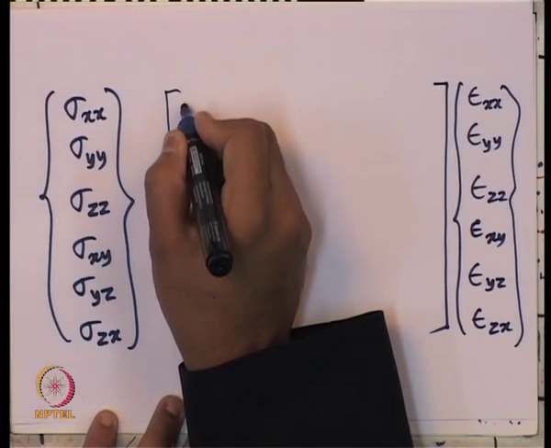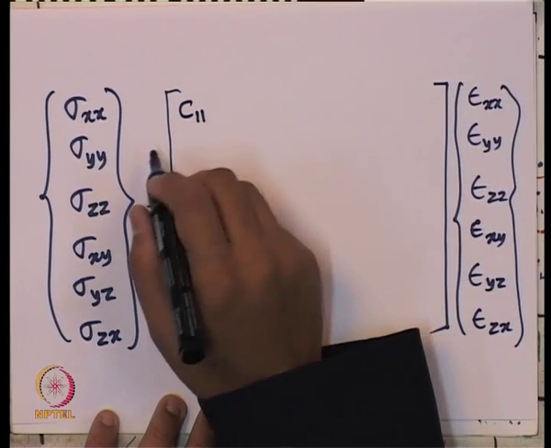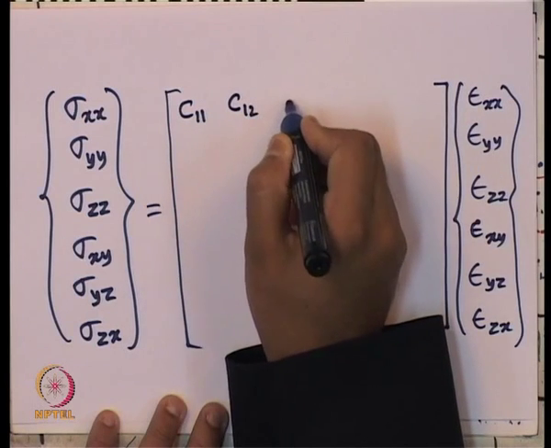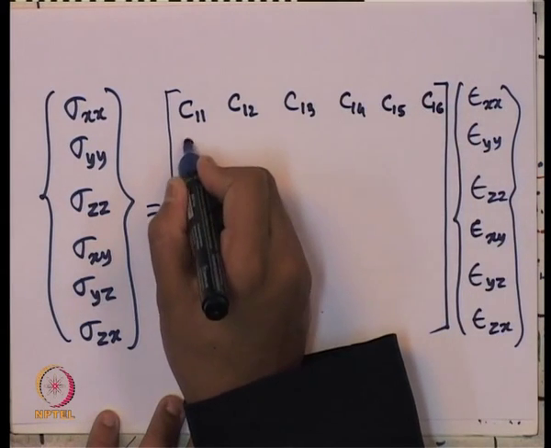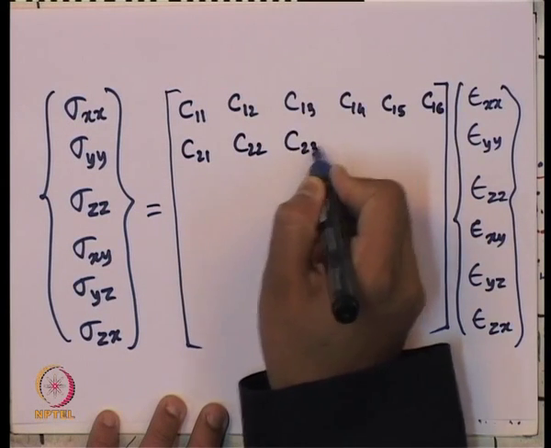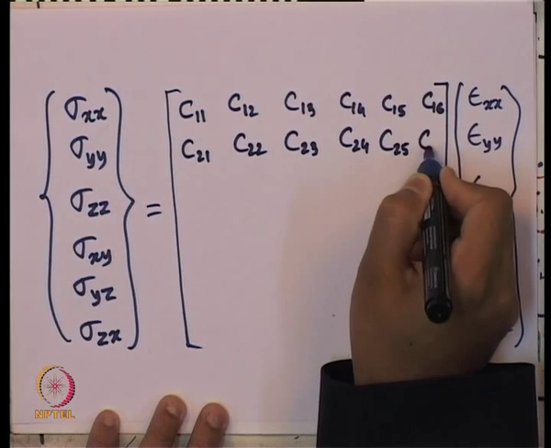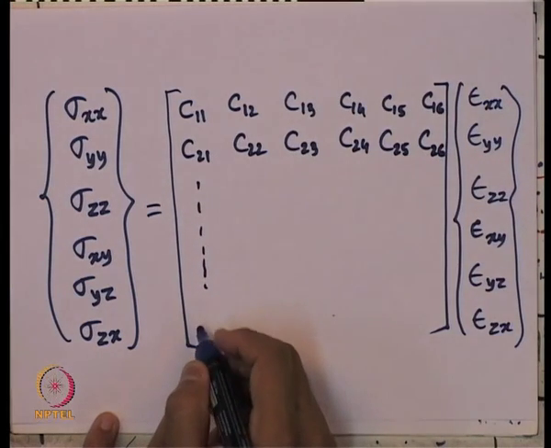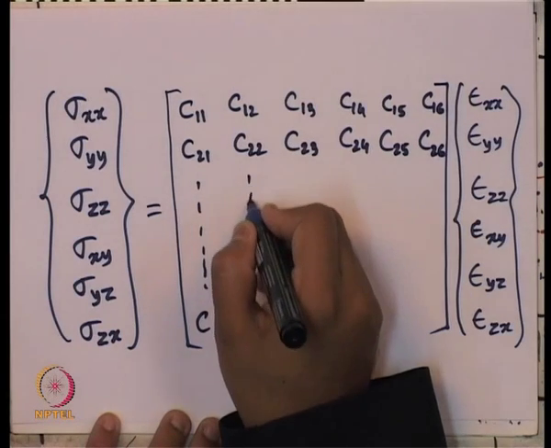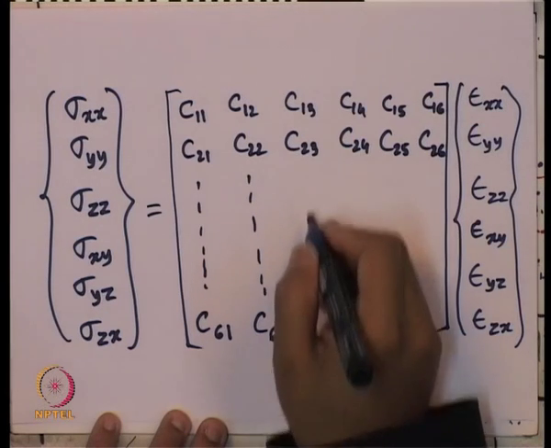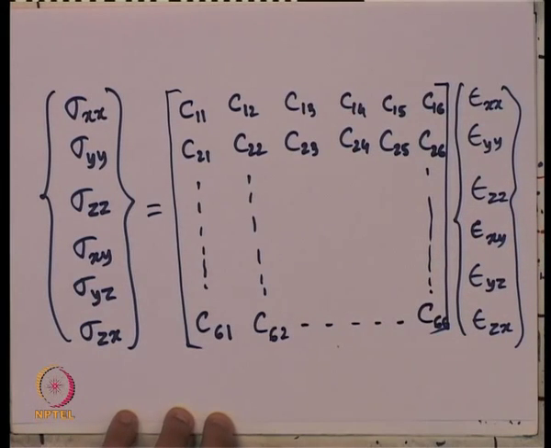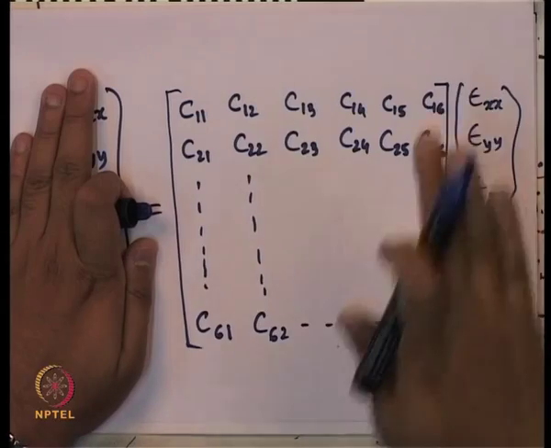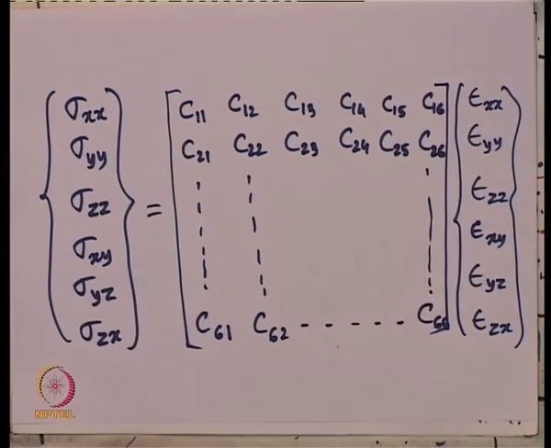They are related through this matrix that we were showing over here: C11, C12, C13, C14, C15, C16, C21, C22, C23, C24, C25, C26, and so on. This one will be C61, this one will be C62, and similarly it goes up to C66, like that. Okay? So, this matrix is nothing but the modulus matrix. So, this stress-strain relationship can be expressed through this modulus matrix.